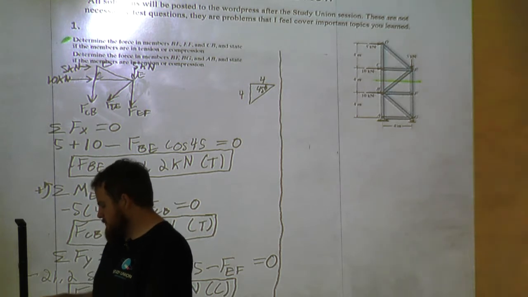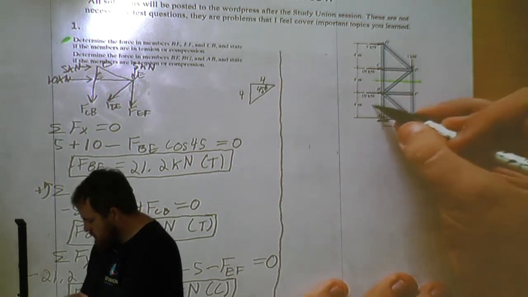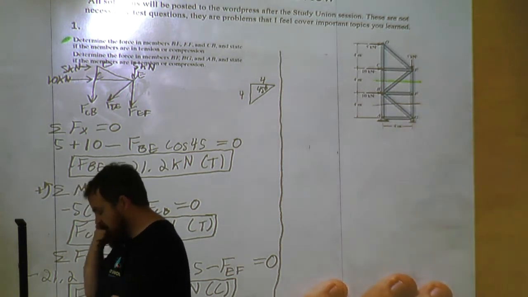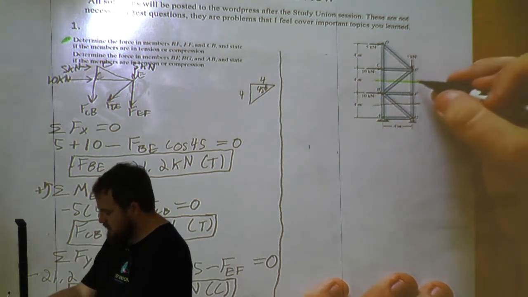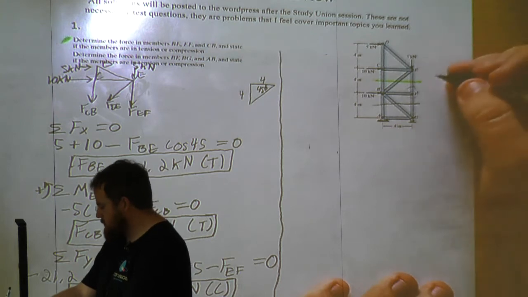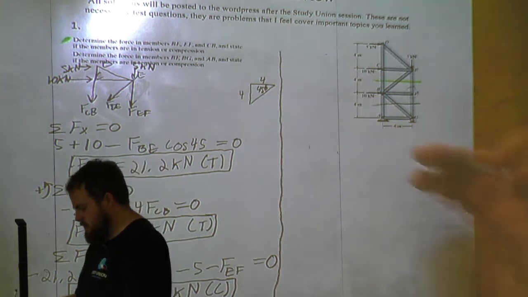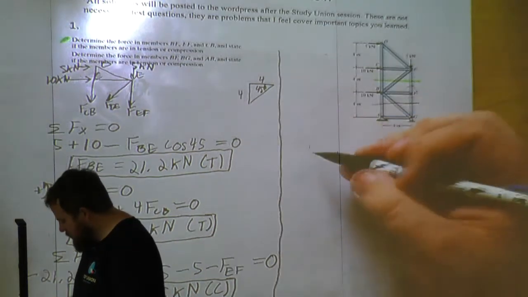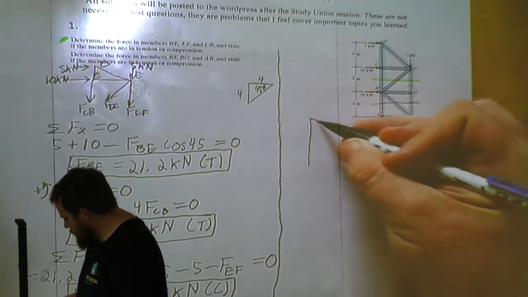Now, if we did a cut through all three of those, we would also have to make a cut through EF to finish it off. So what we're actually going to do is make a cut through two of those, right there, and then we're going to solve for BF using method of joints. Does that make sense to everyone? Okay. So I'm just going to draw my figure now.